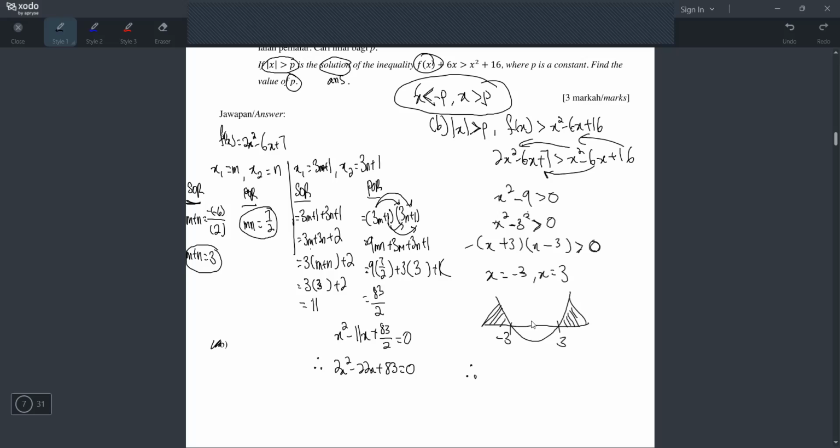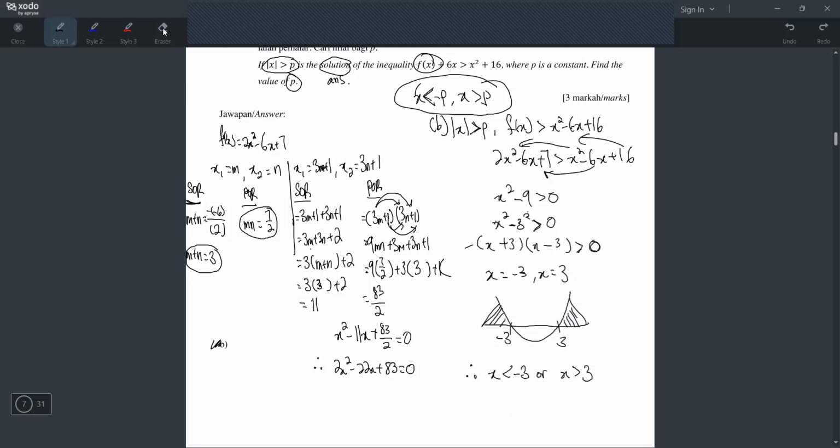So what would be the answer? What would be the range of x? The range of x here would be x smaller than negative 3 or x bigger than 3, right? Because you sketch here. If this is smaller, you sketch in between, then you will write in between symbol, right? But this one is kalau dia smaller. Kalau dia smaller, baru jawapan dia macam ni.